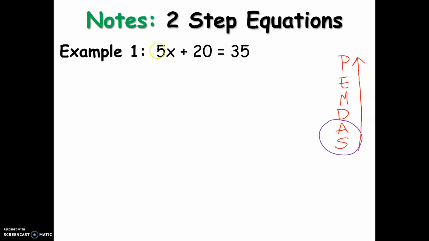If we look over here, we see that next to the 5x is a plus 20. So we want to remove the plus 20 from both sides of the equal sign. The opposite of adding 20 is subtracting 20. So we will do this on both sides. On the left-hand side, we have 20 and negative 20, which makes 0. On the right-hand side, we have 35 minus 20, or 15. Bringing down the 5x, we get 5x is equal to 15.